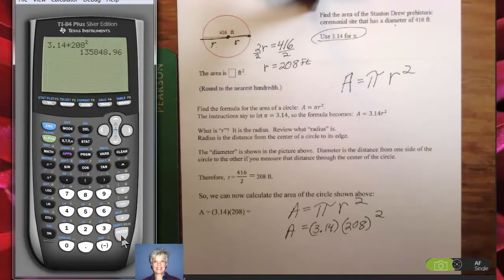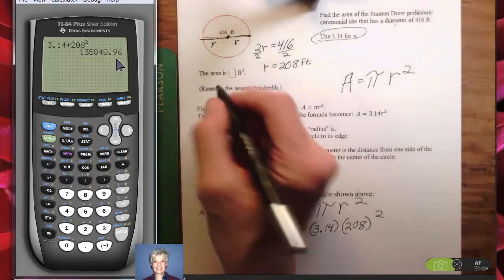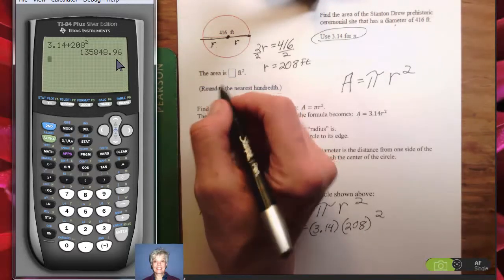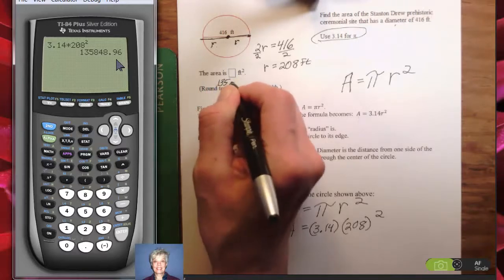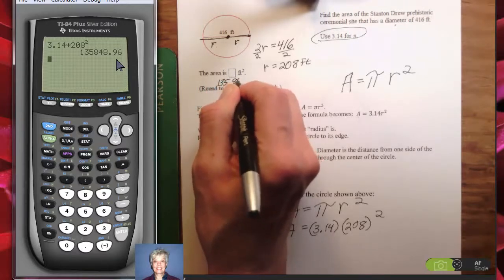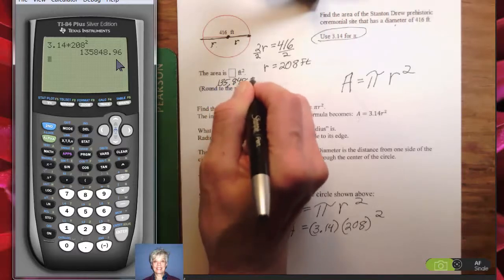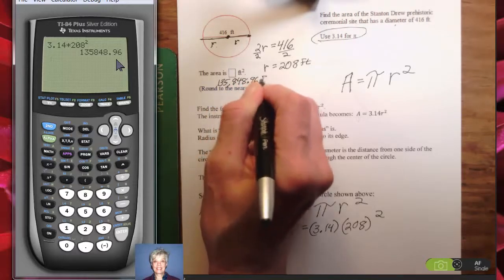And there's your answer. Now notice that the people who wrote the problem actually want, this is from my math lab, round to the nearest hundredth, and this is rounded to the nearest hundredth. So our answer to the area is going to be 135,848.96 square feet.